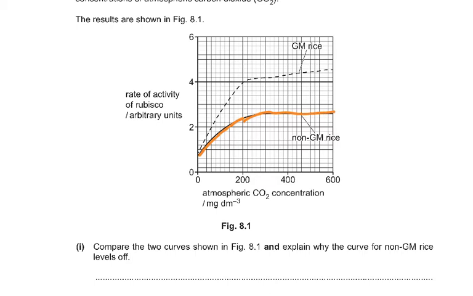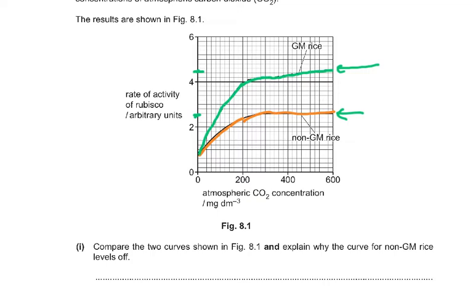This is the non-GM rice, but if you look at the GM rice in which we have altered it, it goes up at 200 atmospheric CO2, the rate of activity is 4. It even goes above that, and it is something between 4 and 5, while the non-GM rice is only between 2 and 3. So it's somewhere here, and this is somewhere here. So a little bit more than 4, and this is about 2.5 or something like this.